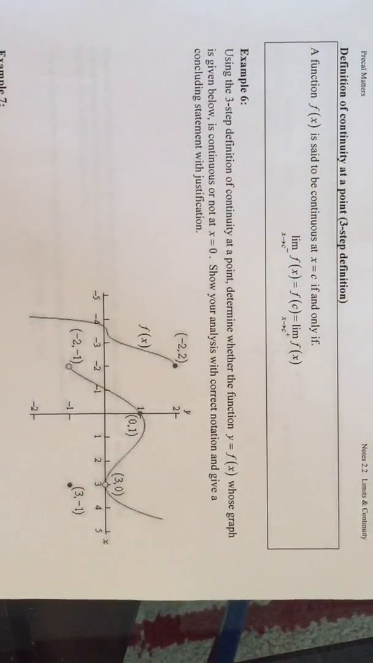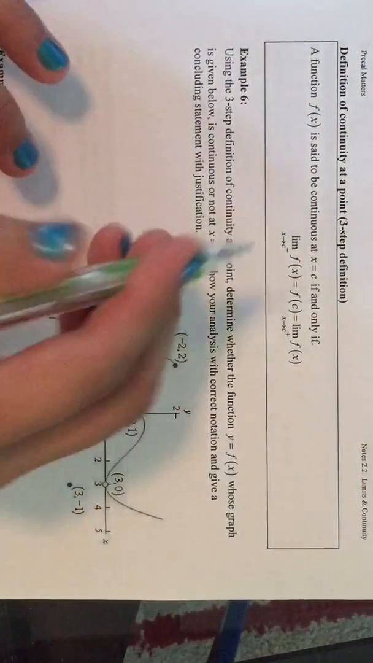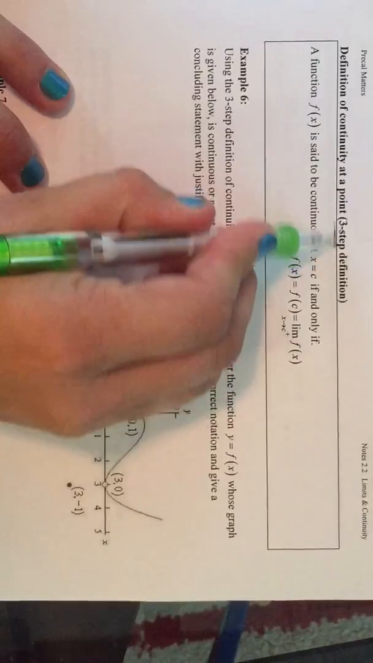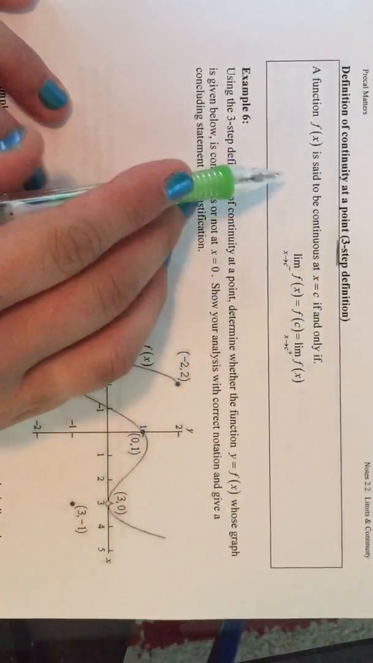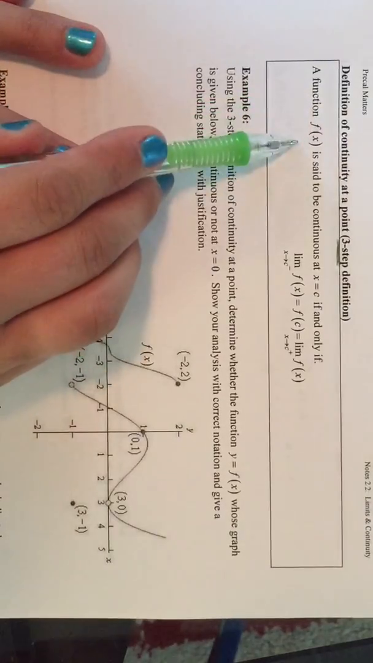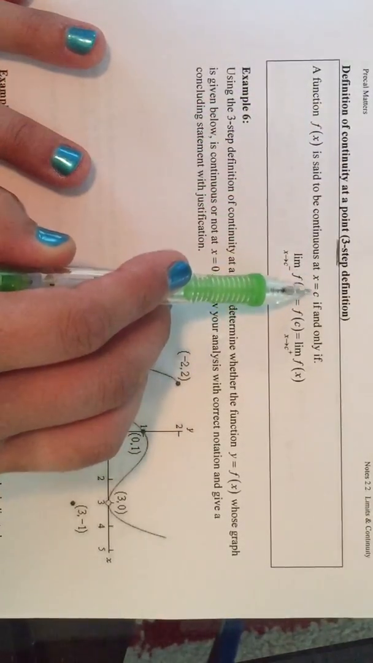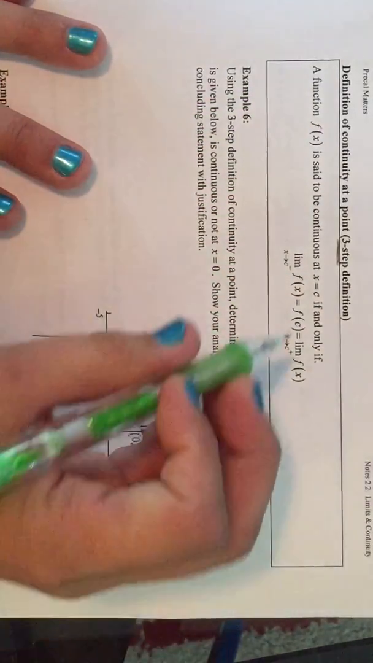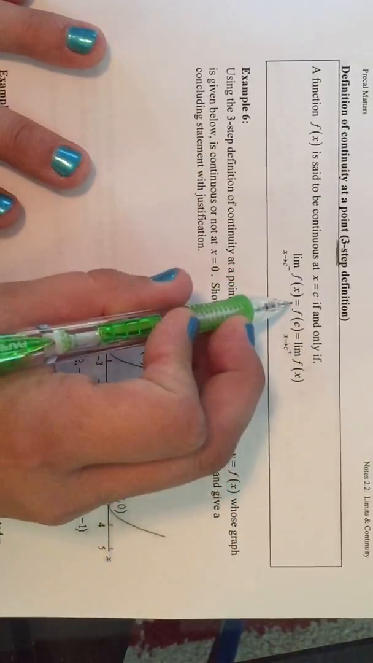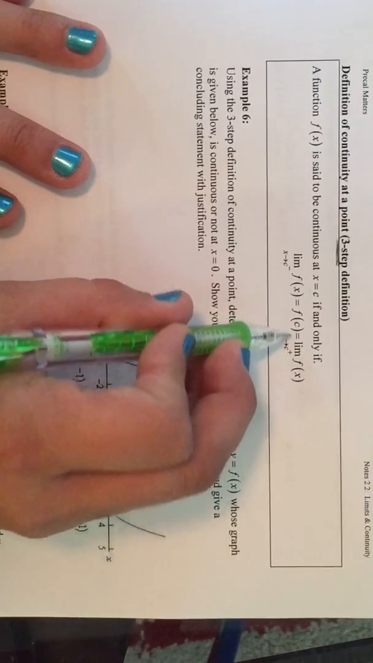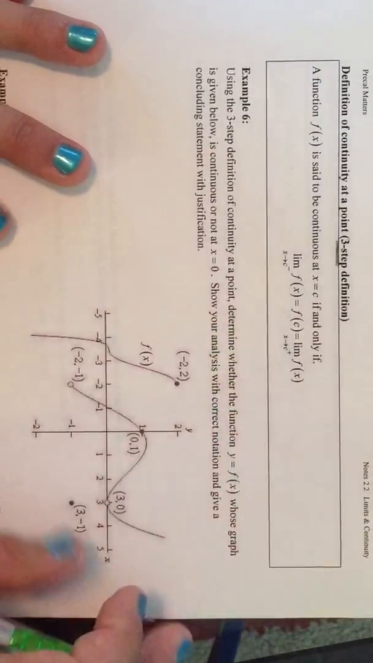So now we can talk about the definition of continuity in terms of a three-part definition, okay? And I'm gonna write it a little bit differently than they do, but let's talk through this first. A function is said to be continuous at a point, so at any x value, only if the left-hand limit of the function equals the function at that point equals the right-hand limit of the function, okay?